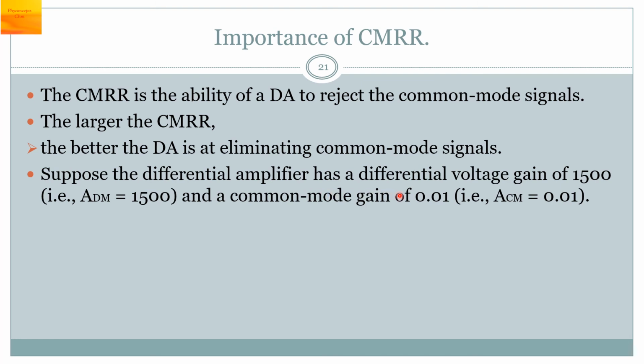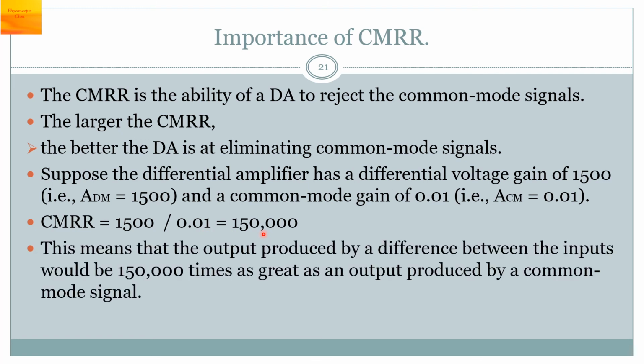Suppose the differential amplifier has a differential voltage gain of 1500, that is A_DM is 1500, and the common mode gain is 0.01. Then we can calculate CMRR as 1500 upon 0.01, that is 1,50,000. This means that the output produced by a difference between the inputs would be 1,50,000 times as great as the output produced by a common mode signal.